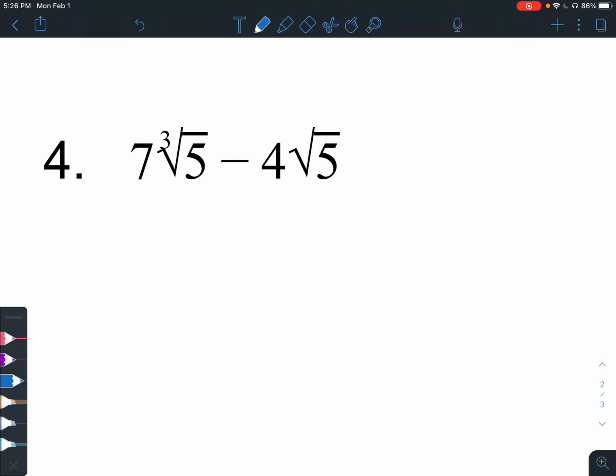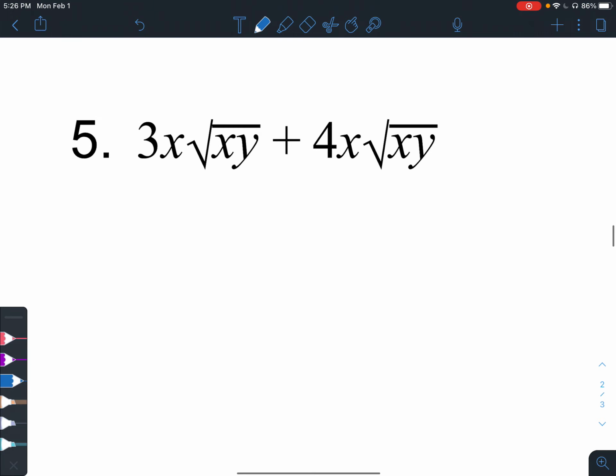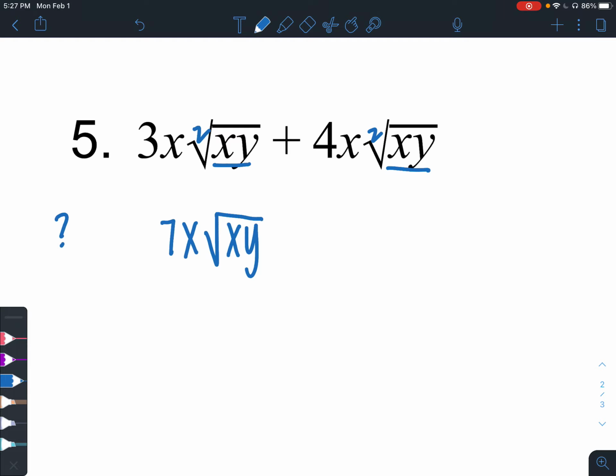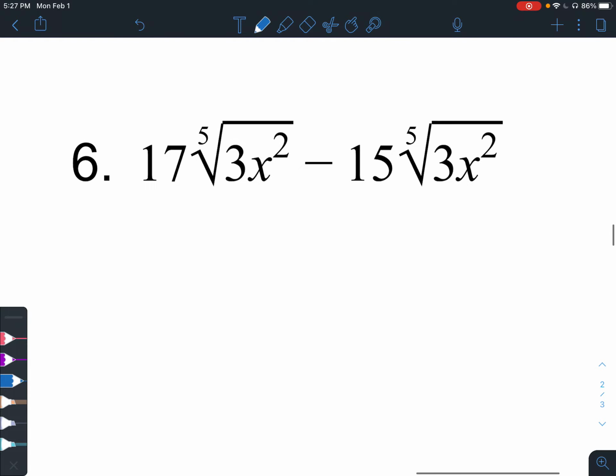All right, this one here, go ahead and think about it. Got different indexes, so simplified. Number 5, go ahead and try that one. Got the same index and we have the same radicand. So I'm going to do 3x plus 4x is 7x. And then that right there is my final answer.